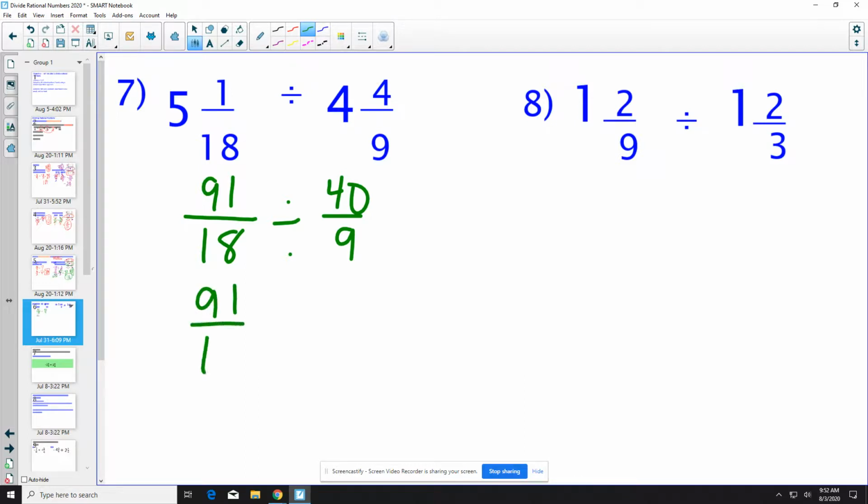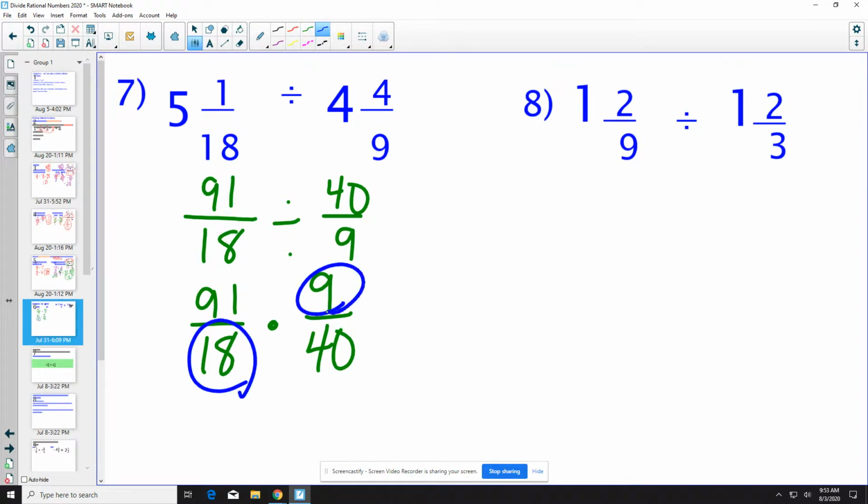So keep 91/18 the same. Make it times 9/40. You're going to keep, change, flip. And now you can look for cancellation. I'm noticing 9 goes into 18 and 9. So 9 goes into 18 twice. 9 goes into 9 once. Let's see, 5 goes into 40, won't go into 91. 8 goes into 40, won't go into 91. I believe we have it all.